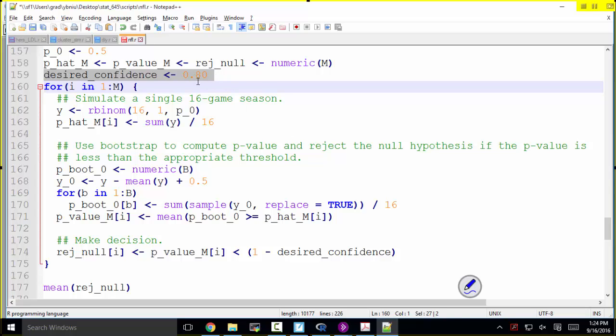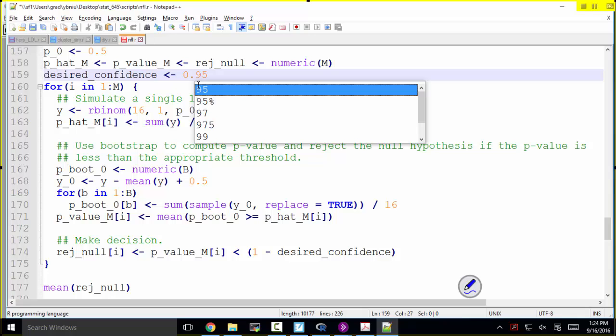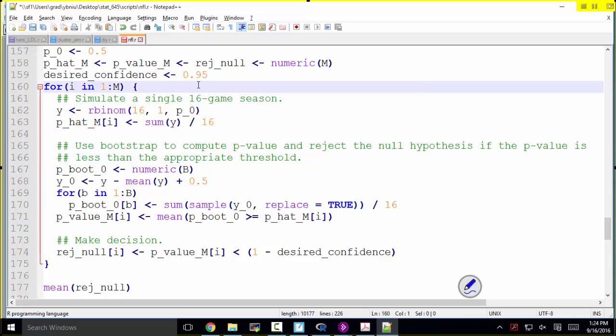What this means when I say desired confidence is that my significance level, what you might call alpha in Stats 101, is 1 minus that, 0.2. So let's change it to 0.95. That's a more standard choice. 0.95 is my desired confidence, which means I'm going to test at significance level 0.05. That means if the p-value is less than 0.05, that's when I'm going to reject. Otherwise, I won't.